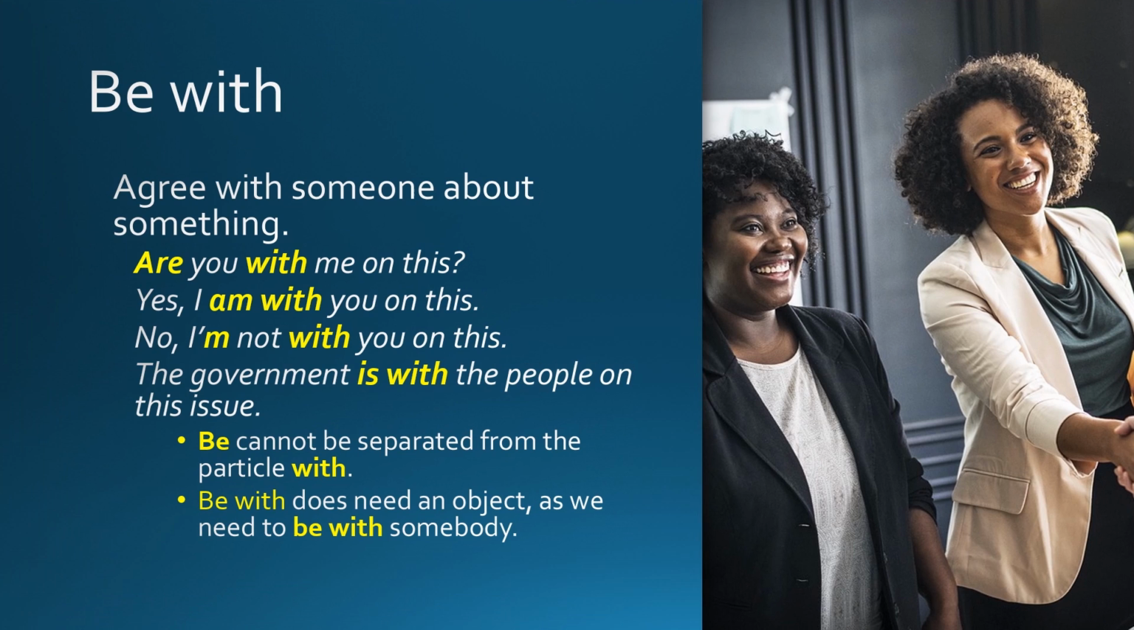Be with. Agree with someone about something. Are you with me on this? Yes, I'm with you on this. No, I'm not with you on this. The government is with the people on this issue. Be cannot be separated from the particle with. Be with does need an object as we need to be with somebody.